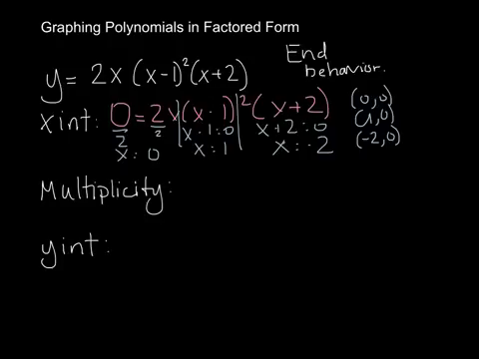Okay, the next thing is to look at multiplicity. You want to look back and see if there are exponents on anything. And there's an exponent right there on x minus 1. So that makes the (1, 0) a double x-intercept. The other ones are singles because they do not have exponents.